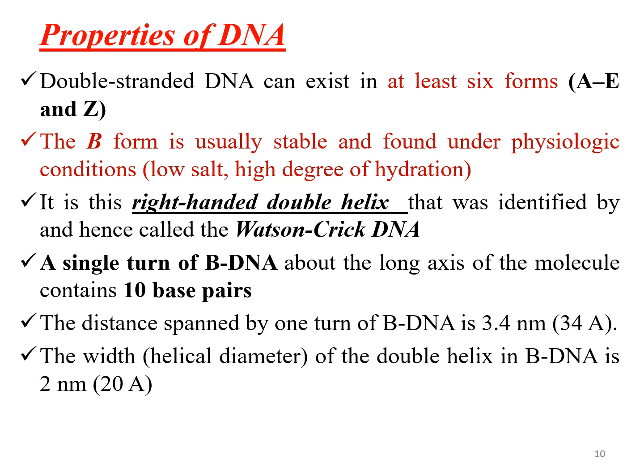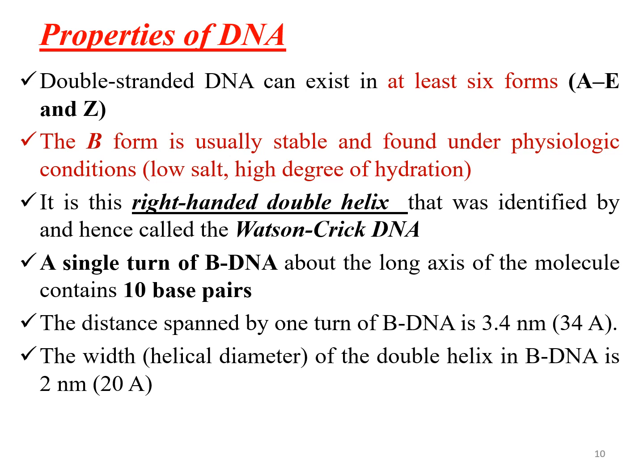Have a look at the properties of DNA. Double-stranded DNA can exist in at least six forms, A to E and Z. The B form is usually stable and found under physiological conditions: low salt and a high degree of hydration. This is the property of the B form of DNA, and it is this right-handed double helix that was identified and hence called Watson-Crick DNA.